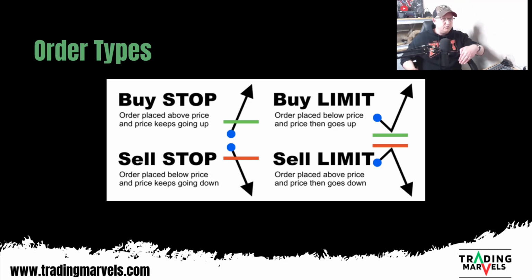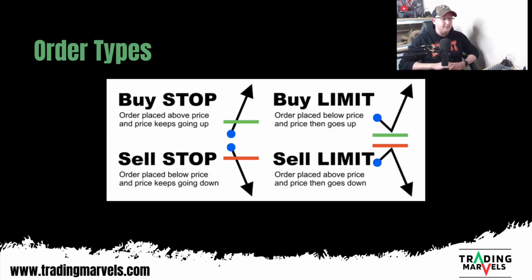I want price to come down, then go up. So that's when you put in a buy limit. So the price is up here, I put my buy limit down here. So I anticipate the price is then going to come down, tap me in, and then go up. So that is a buy limit.